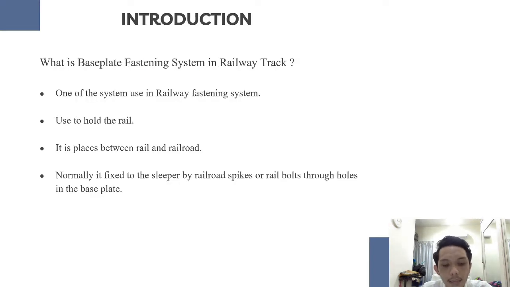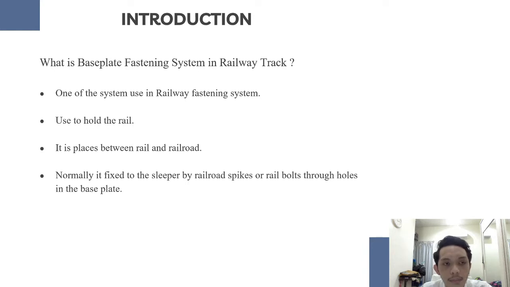Before we get deep into our topic, let me explain about the introduction first. So, what is baseplate fastening system in railway track? Have you ever wondered what is the system that they use in order to hold the rail onto its place? So, the baseplate fastening system is one of the systems used in railway track. It is used to hold the rail and lock the rail onto its place in order to ensure that the rail does not have any movement.